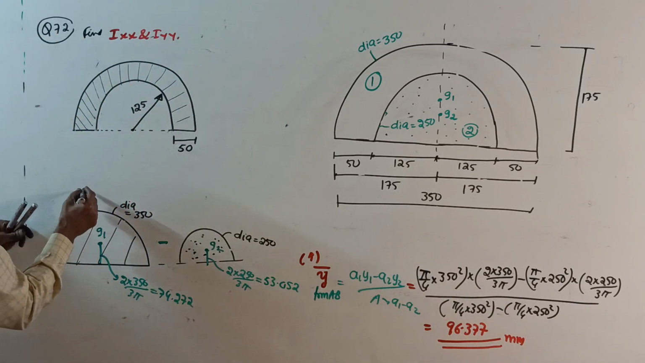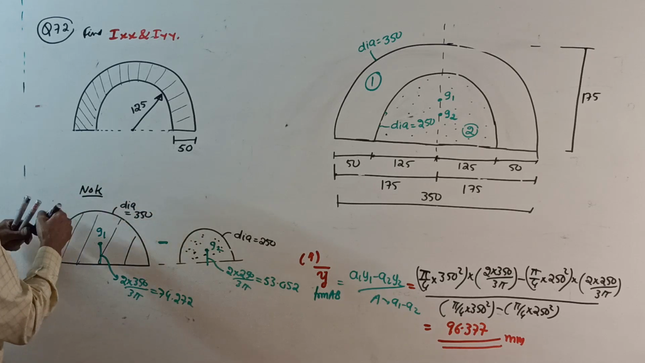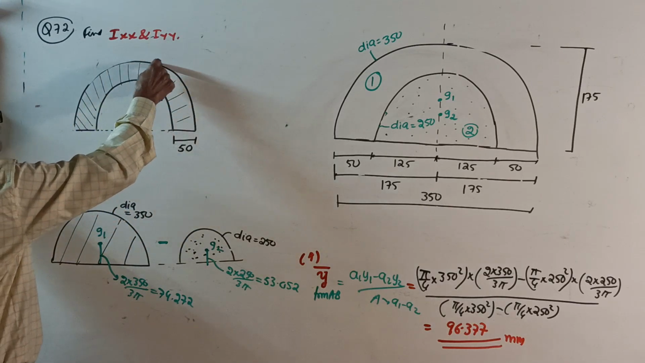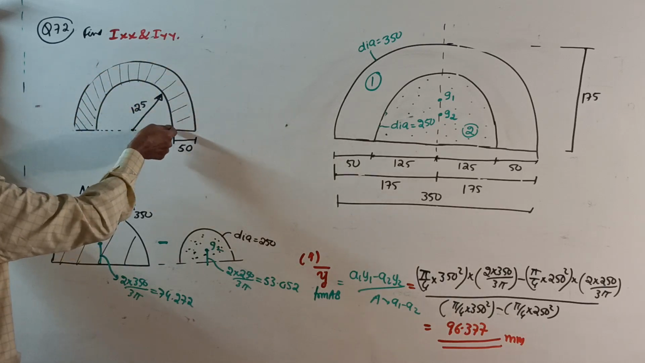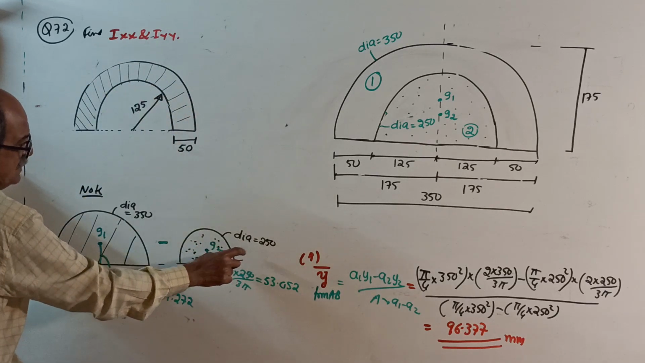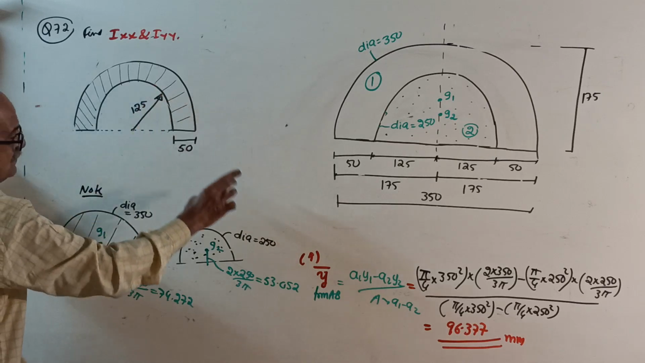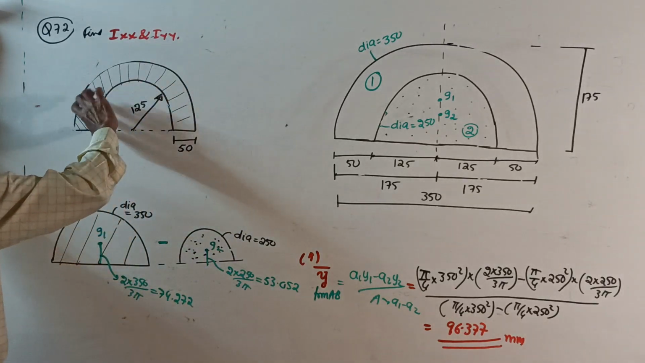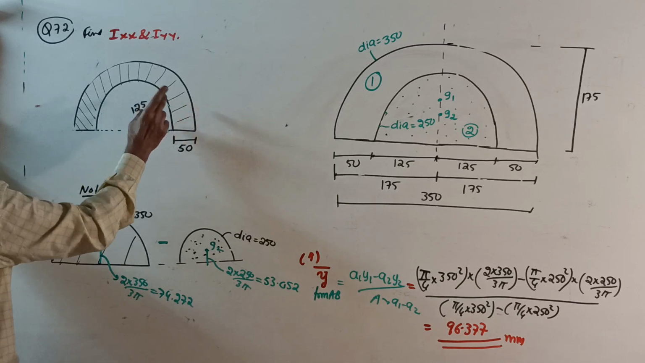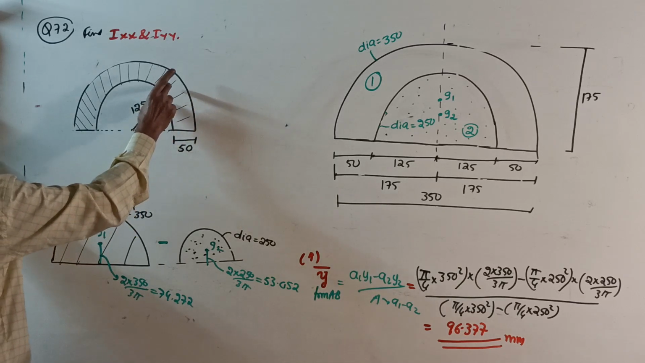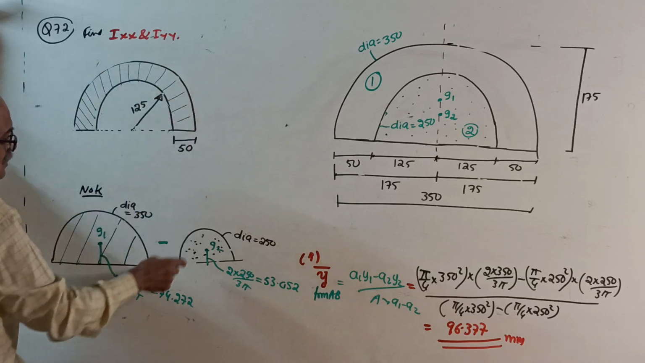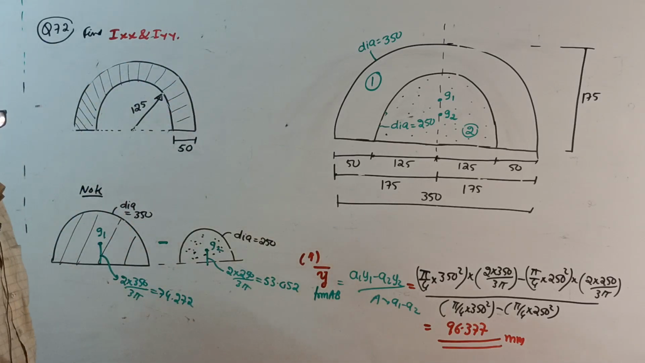First one thing, make a note. It is a very powerful note. For this semicircle, first of all, the inner semicircle has radius 125, so diameter is 250. For the full outer semicircle, this is 125, this is 50. So 125 plus 50 is 175, the radius. So diameter is 350. That much common sense is required.